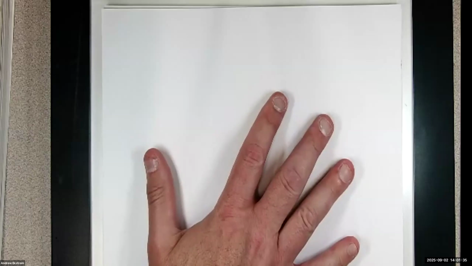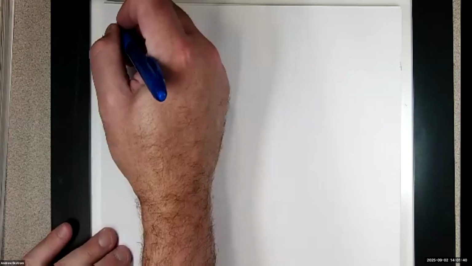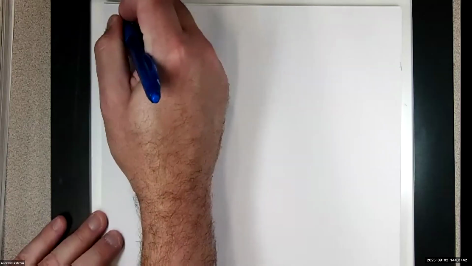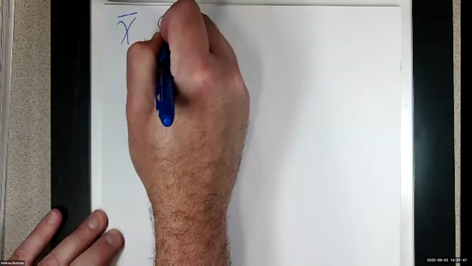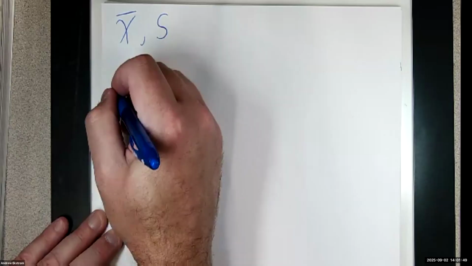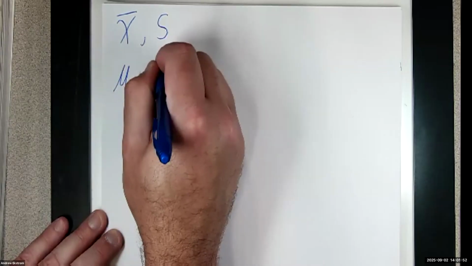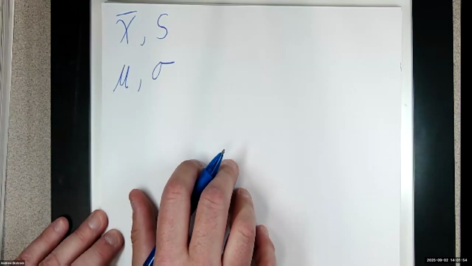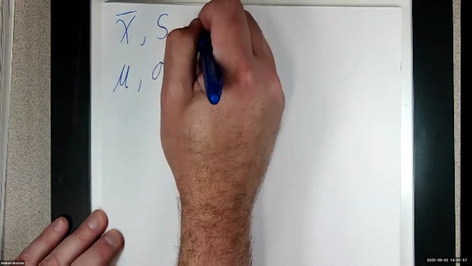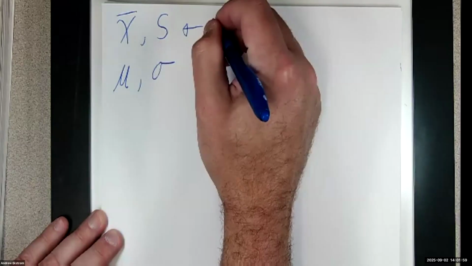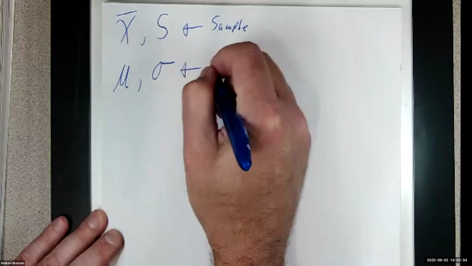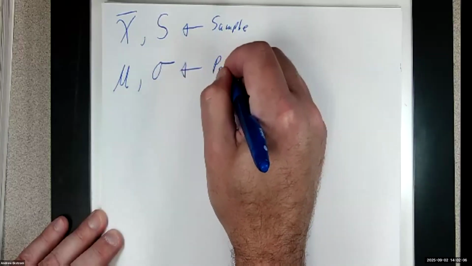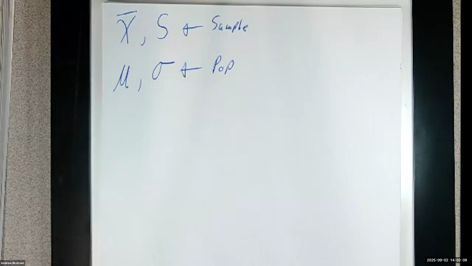One of the big things that we're going to be dealing with in here is trying to remember what is the difference between, say, X bar and S versus mu and sigma. The stuff that I have on top here refers to a sample. The stuff that we have down here refers to a population.